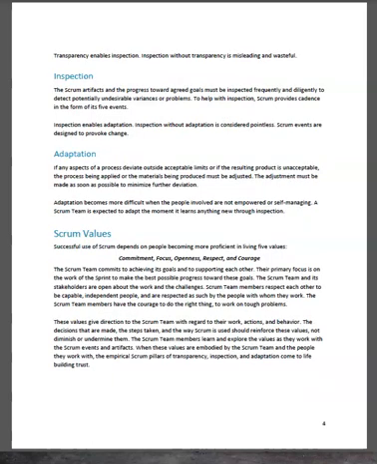Transparency enables inspection. Inspection without transparency is misleading and wasteful. Inspection. The Scrum artifacts and the progress toward agreed goals must be inspected frequently and diligently to detect potentially undesirable variances or problems. To help with inspection, Scrum provides cadence in the form of its 5 events. Inspection enables adaptation. Inspection without adaptation is considered pointless. Scrum events are designed to provoke change.